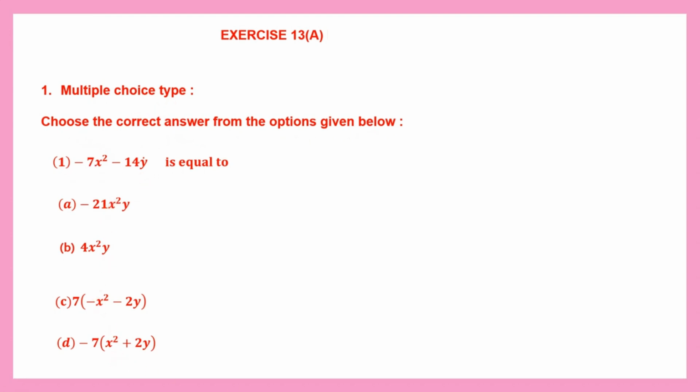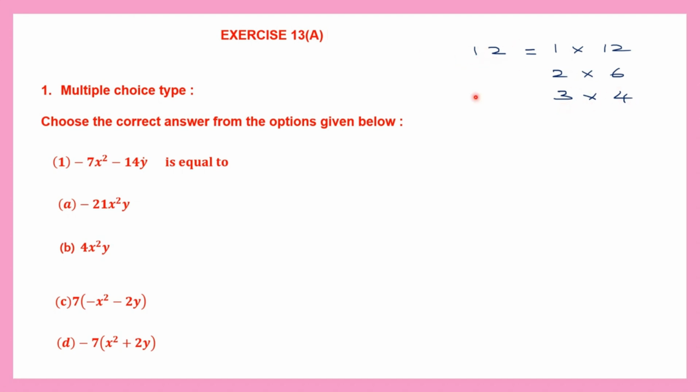Now what is factorization? Suppose I have the number 12. What are the numbers that multiply to give me 12? 1 into 12 will give me 12. Then 2 into 6 will give me 12. Now 3 into 4 will also give me 12, isn't it? Now these numbers 1 and 12, 2 and 6, 3 and 4 are the factors of 12.